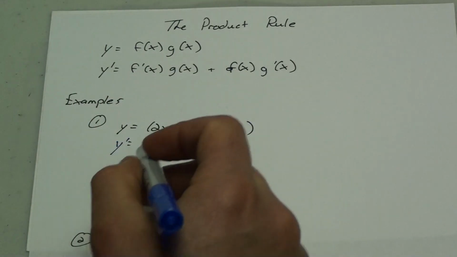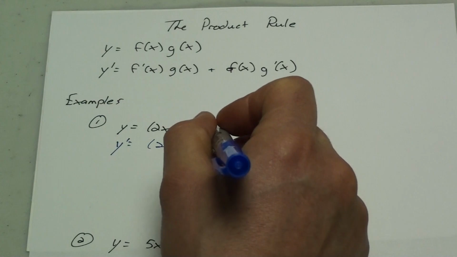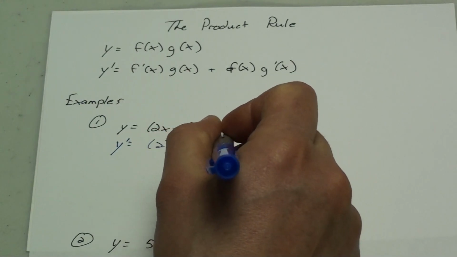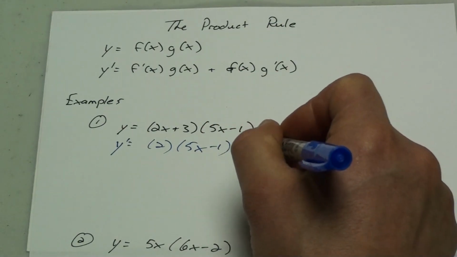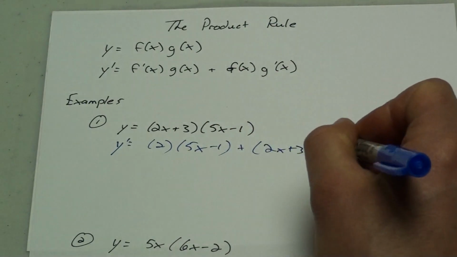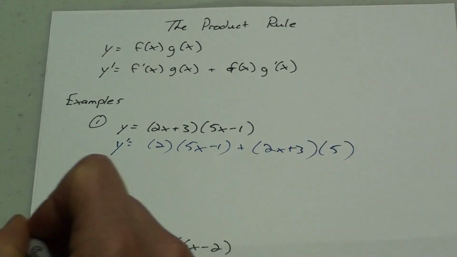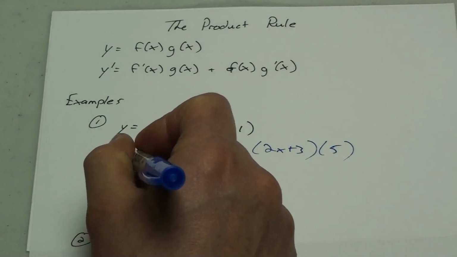So using the product rule on this one, I'm going to take the following formula: derivative of the first. So the derivative of the first bracket is just a 2, multiplied by the second, 5x minus 1, the original of the second. Then I'm going to go plus the original of the first, and then the derivative of the second. See if you can simplify it all.